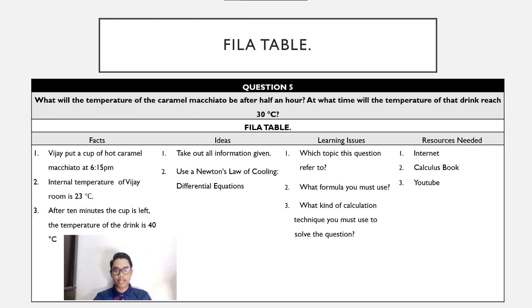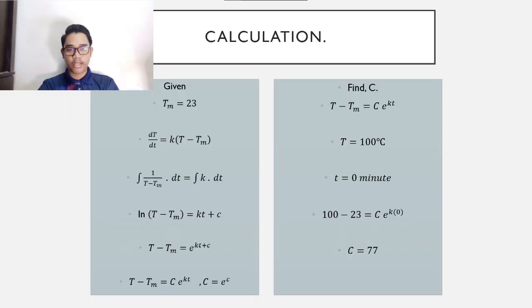Now we will go to the equation for this question. Firstly, we need to take all the information given like the temperature of VJ room, initial temperature of the cup, time when the temperature reached 40 degrees Celsius, and the time the coffee was put on the table. After that, we need to know which formula to use. The formula I choose is dT/dt = k(T - Tm). T is the temperature of the cup of drink, t is time, Tm is temperature of the room, and k is constant of proportionality.